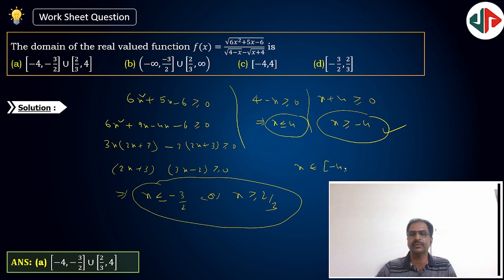So minus 4 to minus 3 by 2 union greater than or equal to 2 by 3 but less than or equal to 4. So 2 by 3 to 4. All values are included. So close the bracket for everything. Option A is correct.